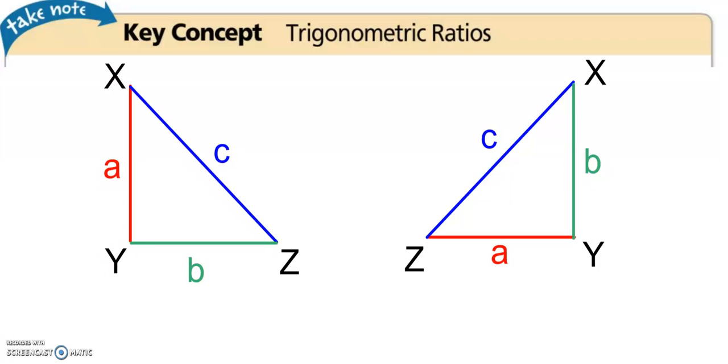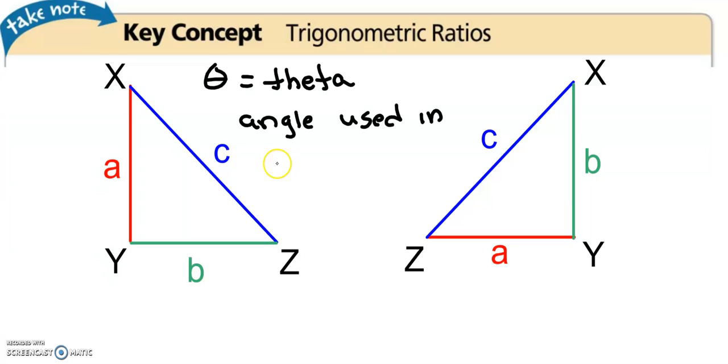Okay, so I tried to change it up from the book because I didn't like the way they explained it, and I think this is going to be a little bit easier. So the first thing we need to learn is this symbol right here. This symbol is a Greek symbol called theta. And theta represents the angle that you're using in your trig ratio. So it's the angle used in the trig ratio. You'll figure out later what I'm talking about.